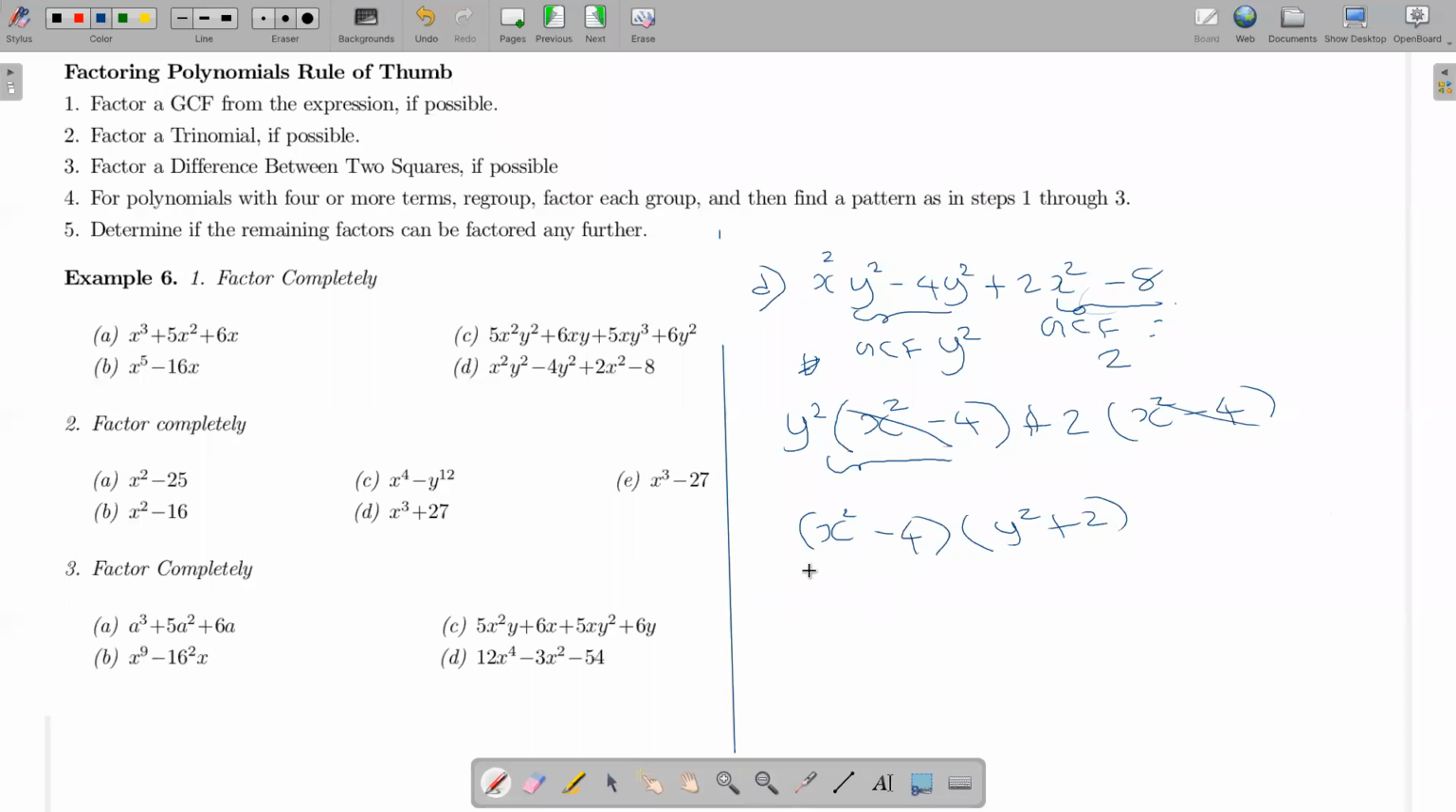Now this is like a difference of squares, no? Because I can write it as x squared minus 2 squared. So a is x and b is 2. After factoring, you come back and see whether you can factor each term further. So a minus b, x minus 2, and a plus b, x plus 2. This one I can factor into these two.